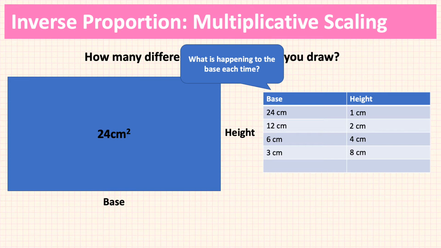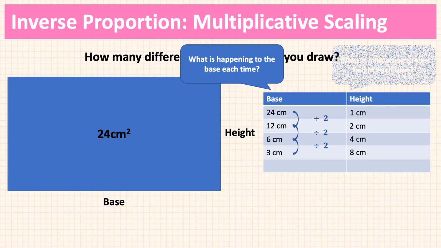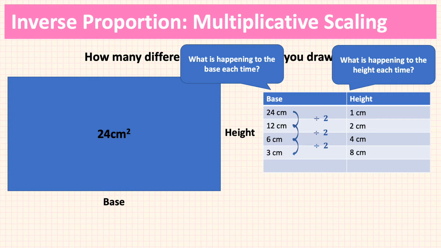Okay, what I hope you spotted is this. So I'm going from 24 to 12. I've halved it, I've divided by 2. Going from 12 to 6, I've halved it again. Going from 6 to 3, I've halved it again. Now I want you to focus on the height. So what's actually happening to the height each time the base changes? So press pause now and just have a quick think about that.